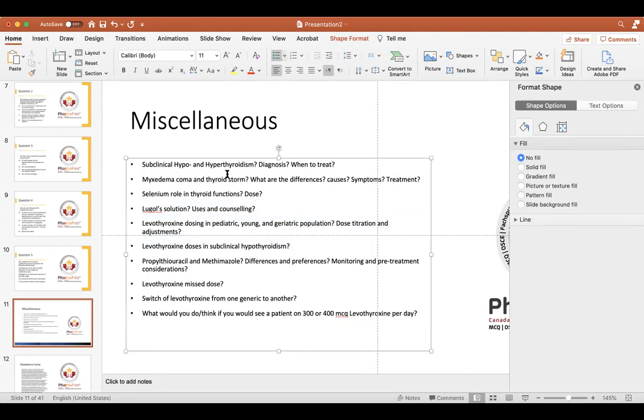Yes, so myxedema coma and thyroid storm. What are the differences? Can I answer? What does it mean, myxedema coma and thyroid storm?